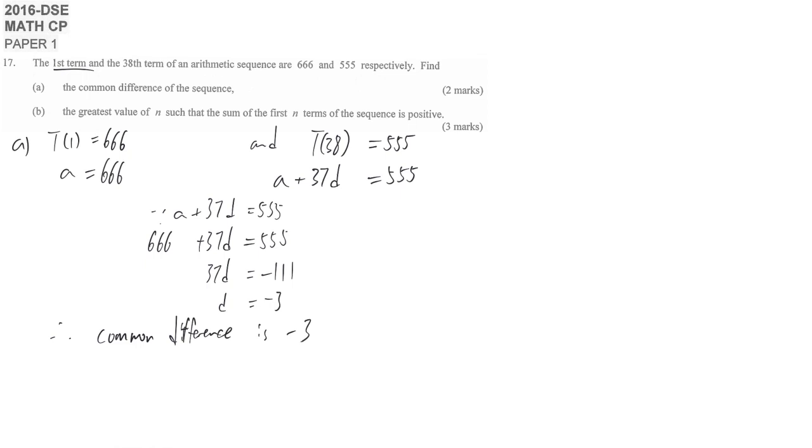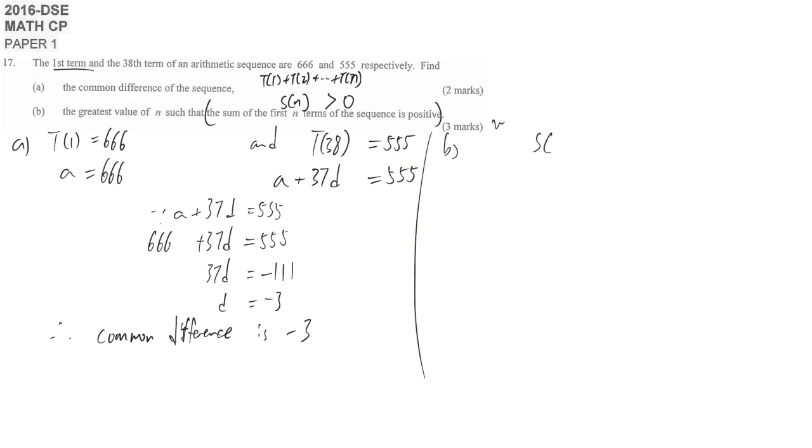is -3. And then part B, they say that the greatest value of n to fulfill a certain requirement, such that the constraint is the sum of first n terms. Sum of first n terms, that means the first one plus the second one until the last one. So there are n terms involved. We are talking about Sn here. Beware that with the word first and without the word first will be a very great difference. Of the sequence is positive, so this is our constraint, and we should start from this constraint.